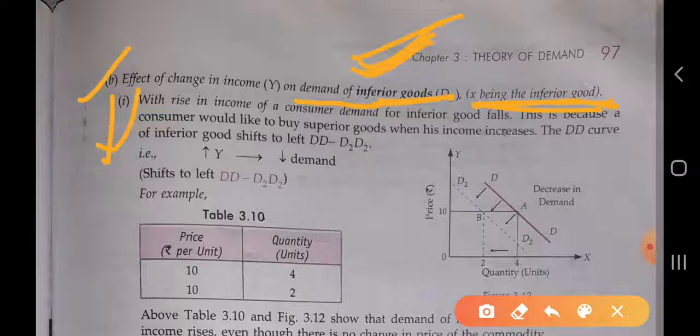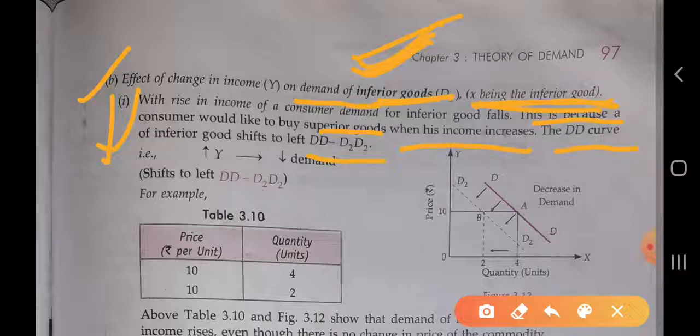In that condition, the demand for the inferior good will fall, and the demand for the normal good will increase. So with the rise in income of the consumer, demand for the inferior good will fall. This is because a consumer would like to buy superior goods when his income increases. The DD curve of inferior goods shifts to the left from DD to D2.